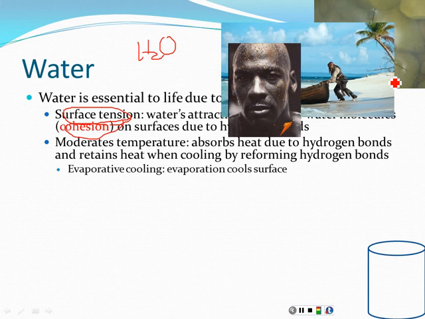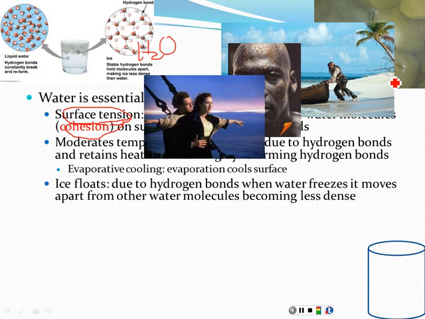And we also know that during perspiration, it evaporates, and that evaporation helps us cool down our body temperature. So that's how it will moderate temperature. It helps absorb heat due to the hydrogen bond and retains heat as well by reforming those bonds, and evaporates to help us cool down our bodies.